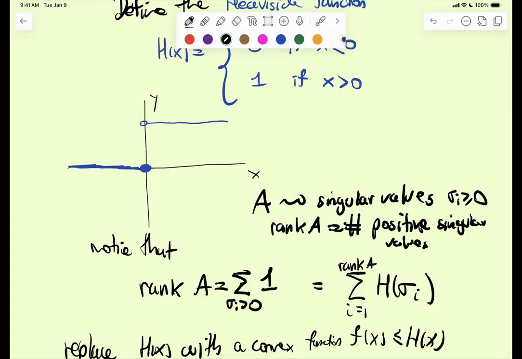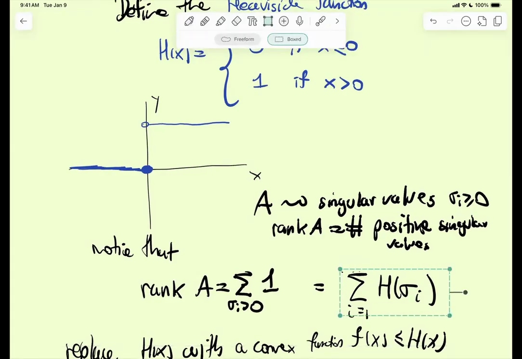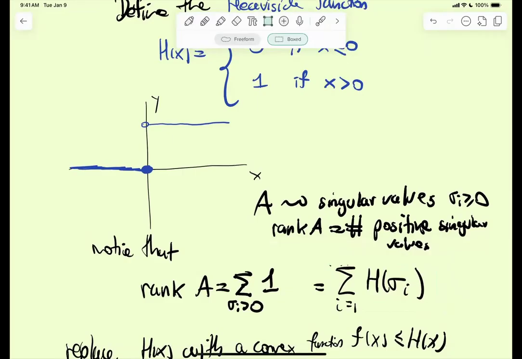Right, sorry. The others would be zero by default, exactly. What I'm trying to say is that one way to think about the rank is as a sum of ones, one for each positive singular value. If you feed a positive singular value to the Heaviside function, that's precisely what you would get: a one. And you would get a zero otherwise, if the singular value happens to be zero.